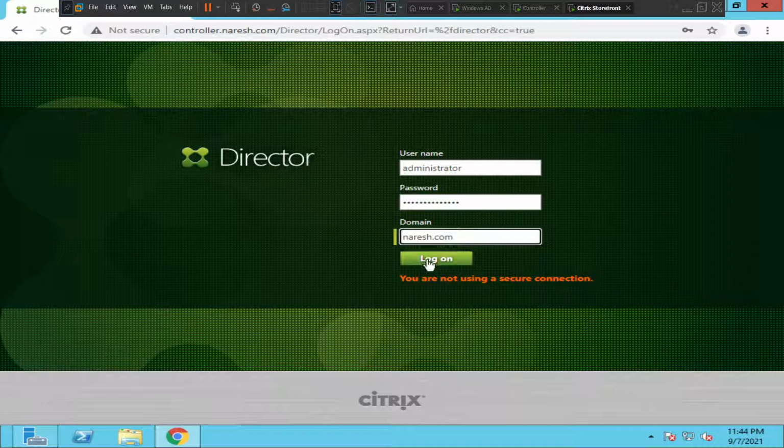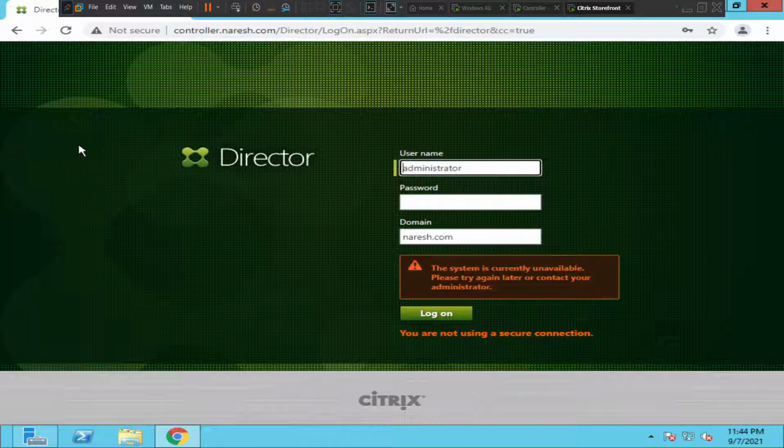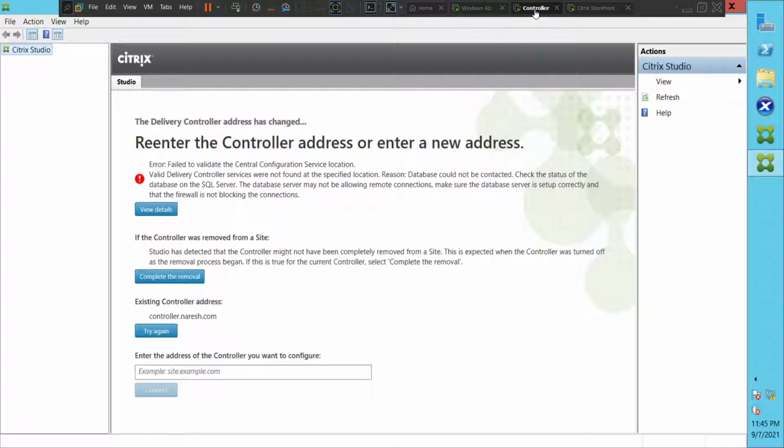Alright, so when I click login, it's loading. It takes a while, but it says the system is currently unavailable. Please try again or contact your administrator. So it seems strange. So let me go to controller and see what is happening.